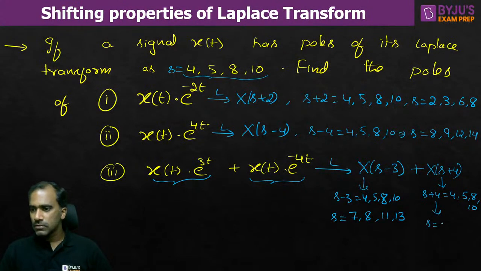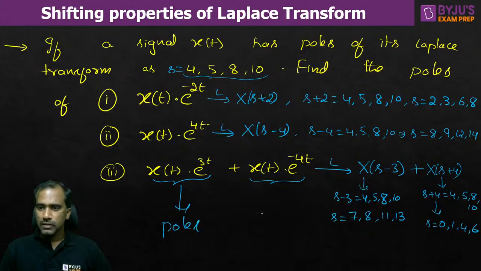S equal to 4 minus 4 is 0, 1, 8 minus 4 is 4, 10 minus 4 is 6. There are no common poles here. So the poles of this function, what are the poles for this one? This function has some poles, this function has different poles. If you take LCM, all of them will be the poles of the total function. These two functions together. So what is the meaning of poles here?